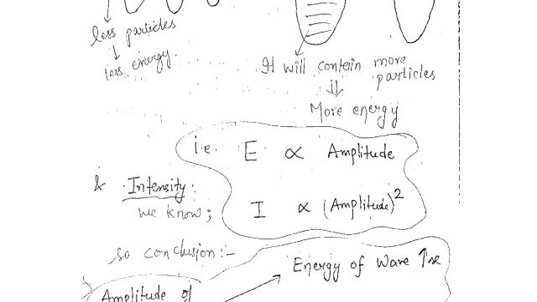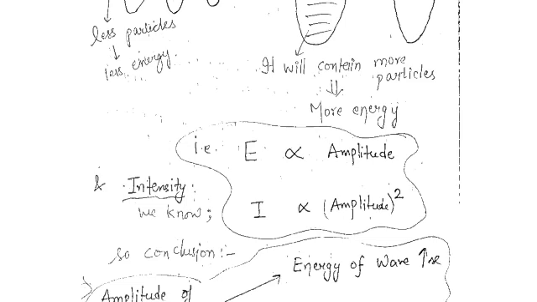At the same time, intensity: the more the number of particles in the wave, the higher the height of the wave, and the higher the amplitude. So the relation which comes out is that the intensity of the wave is proportional to the square of the amplitude of the wave.